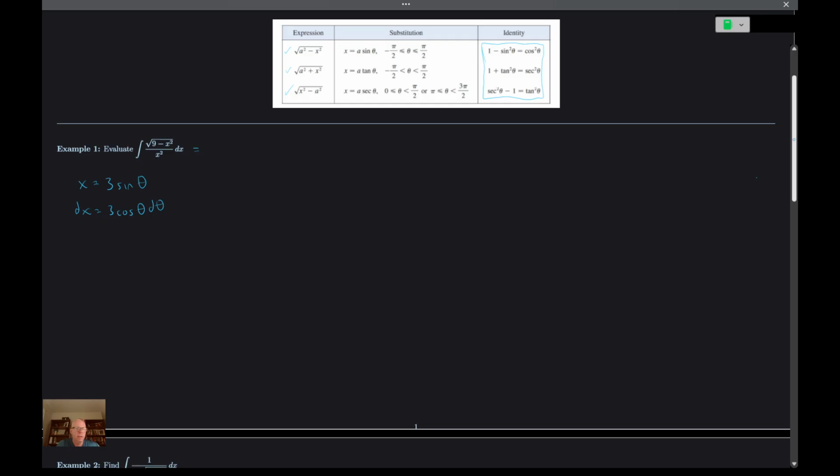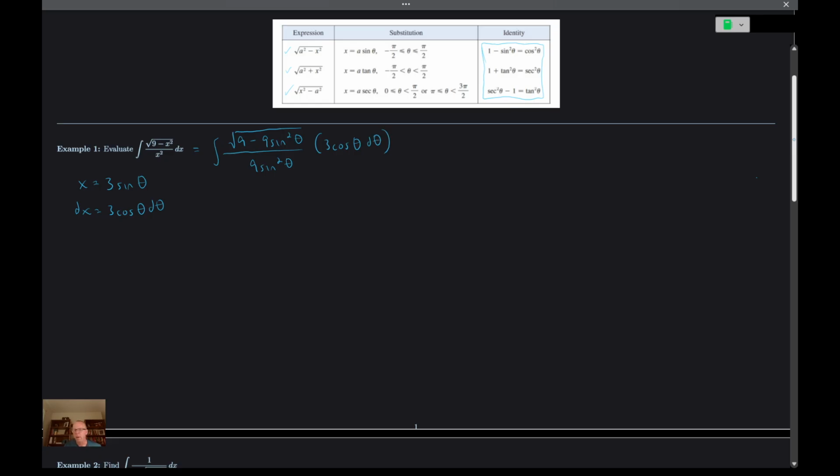Now, again, just a straight substitution. So 9 minus, now x is 3 sine theta, so x squared would be 9 sine squared theta, over x squared, which again is 9 sine squared theta. And now this is the part where, if you mess up anything on the substitution, this will be it. You might just forget and write d theta, but dx is not d theta. It is 3 cosine theta d theta. So we need to write that in.